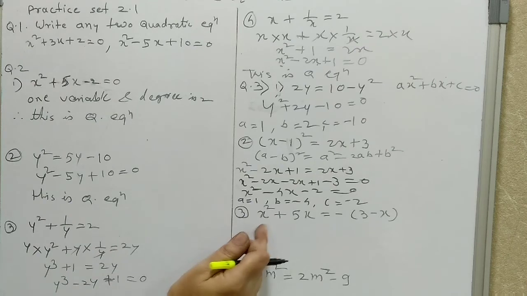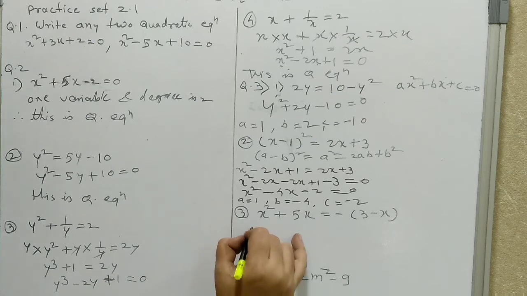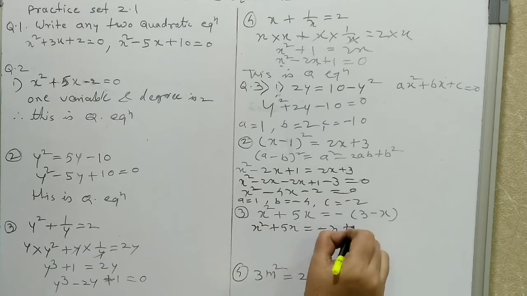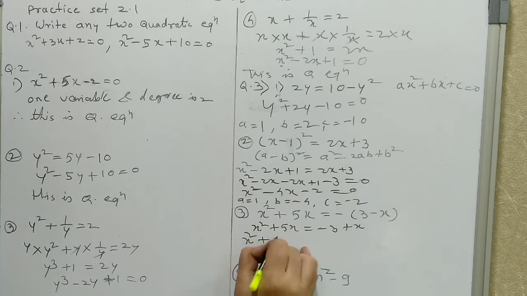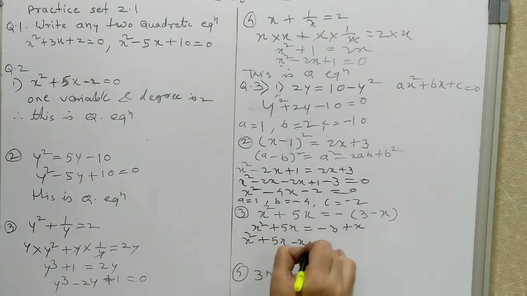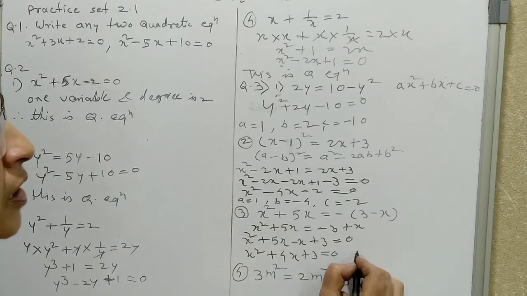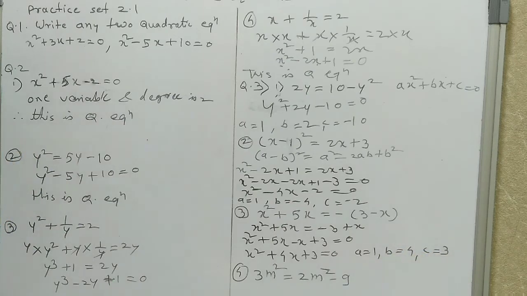Now third equation, x square plus 5x equal to minus in the bracket 3 minus x. So x square plus 5x, open the bracket, minus 3 plus x. So bring here x square plus 5x, x here plus this side minus, and 3 becomes plus 3. So 0. So x square plus 5x minus x plus 3 equal to 0, that is x square plus 4x plus 3 equal to 0. So this is the standard form. Now value of a equal to 1, value of b equal to 4 and value of c equal to 3.